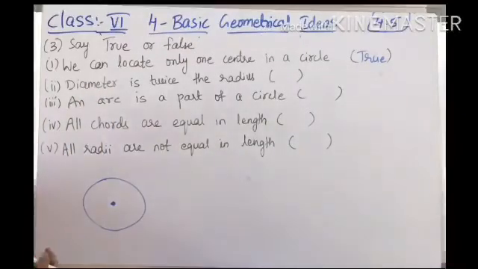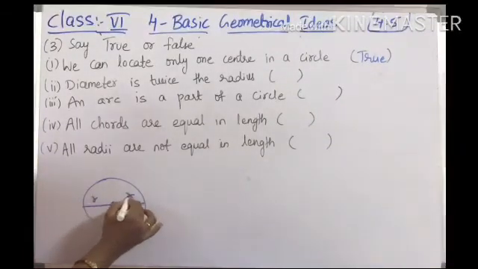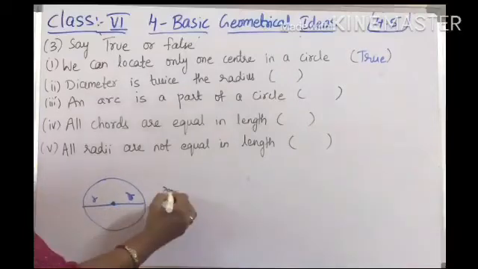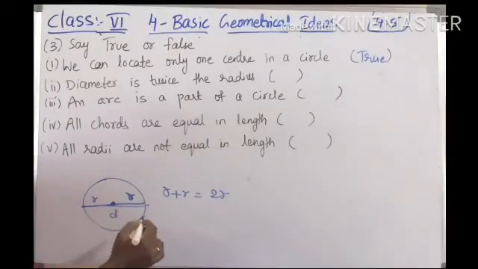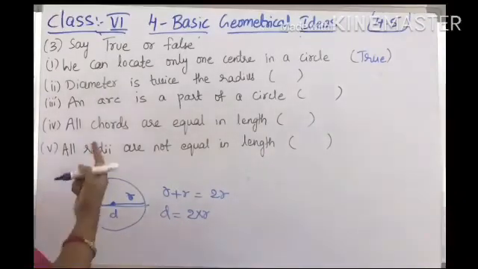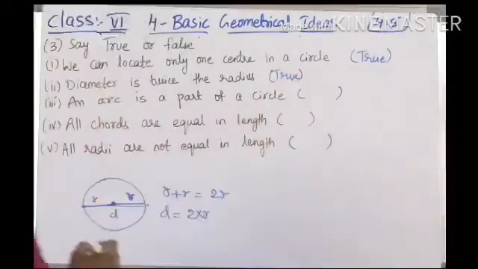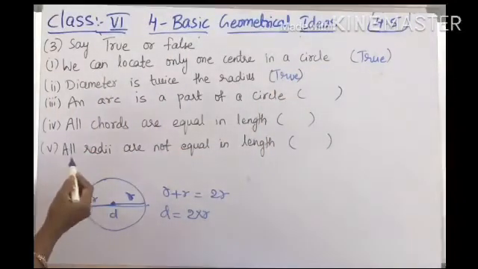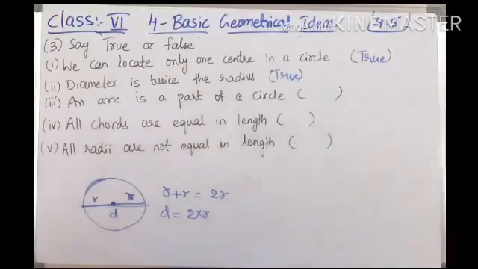Next, the second one: diameter is twice the radius. Twice is nothing but 2 times. See, if it is a circle, this is a radius and from here to here is another radius. How many radii did you get here? R plus R is 2R, and this whole part is the diameter. So diameter is twice the radius. It is correct, so true. Next, an arc is a part of a circle. Part of a circle means yes, it's a part of the circumference of a circle, isn't it? So it is true.